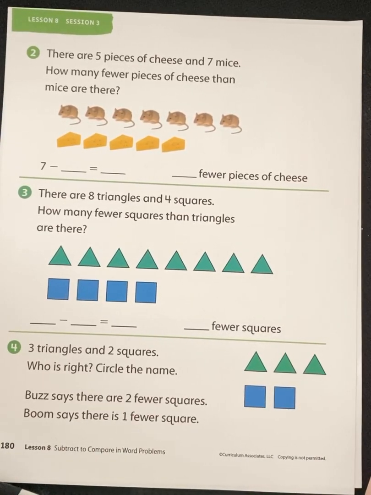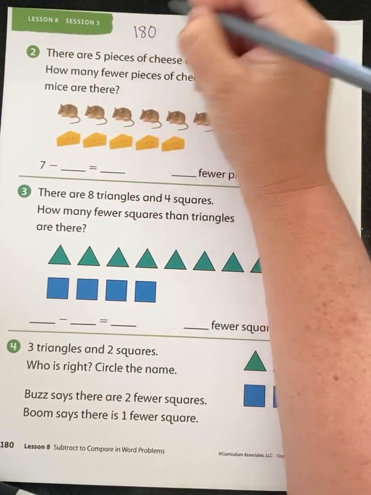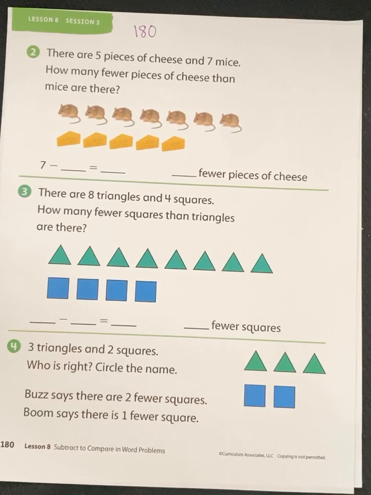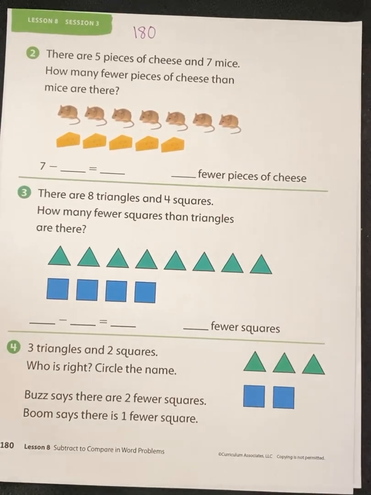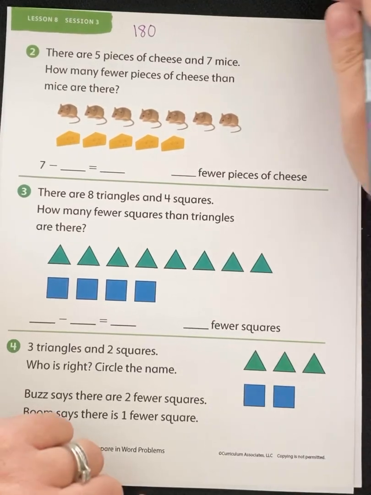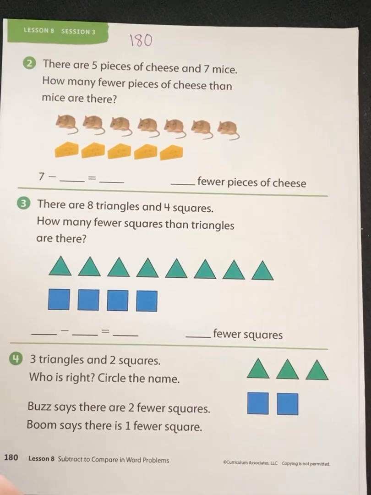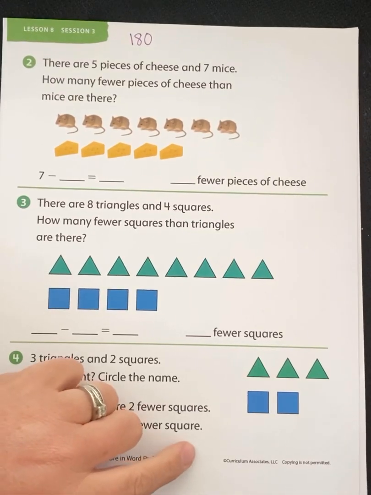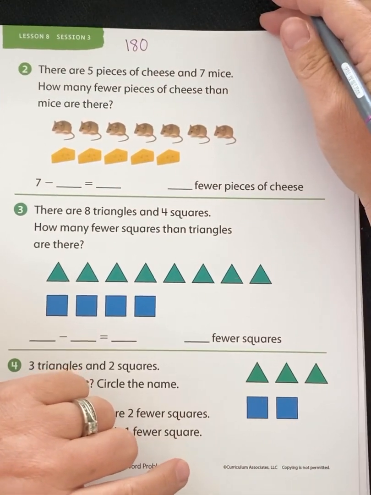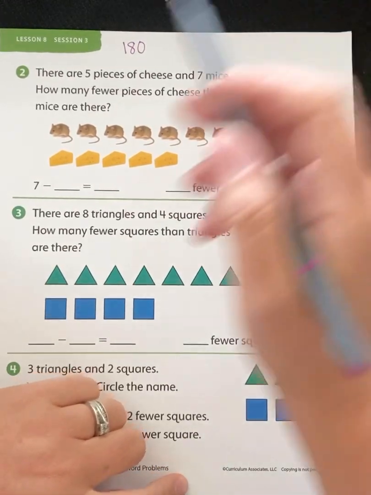Lesson 8, Session 3, page 180. In this lesson, we are comparing two groups of objects in story problems, and when we are comparing the two groups, we can subtract. So we're learning how to compare to subtract in word problems.